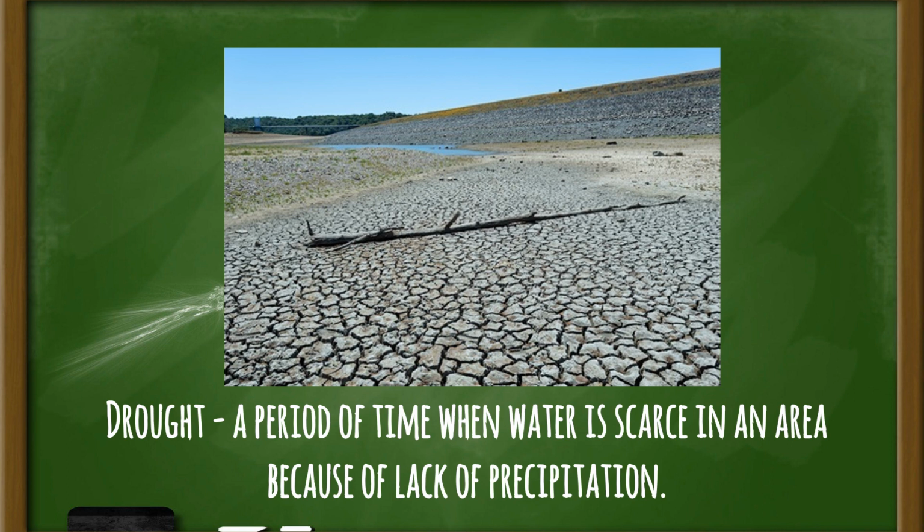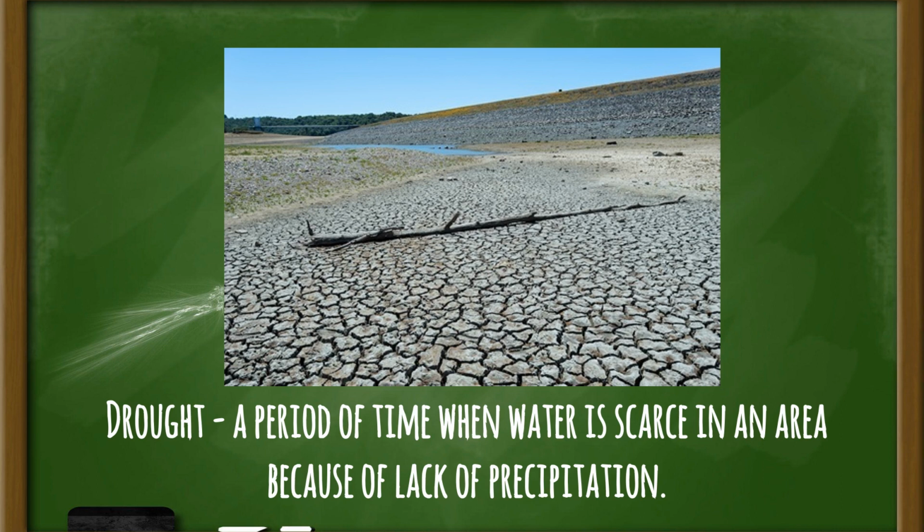Drought is a period of time when water is scarce, meaning not a lot of water is happening in an area because of lack of precipitation. That means it's not raining a lot, so an area is not getting a lot of water. That also means that the plants and animals that live in that environment or in those communities are not receiving a lot of water either. And that's something that a lot of those plants and animals need to survive.